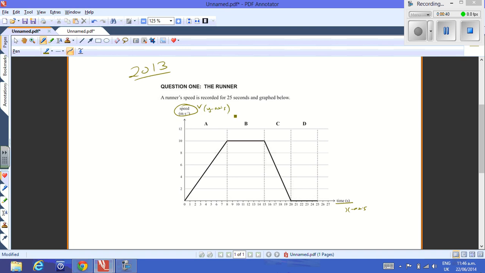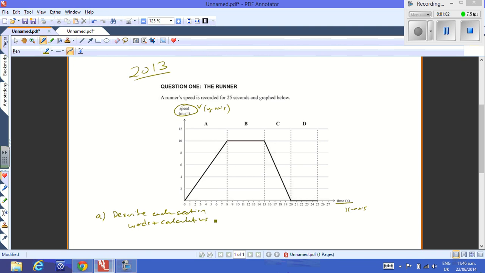The different sections of this graph you need to be able to interpret, and that is actually part A of the question. So part A of the question asks us to describe each section. So we need to describe each section. So sections A, B, C to D, and you must also use words as well as calculations.